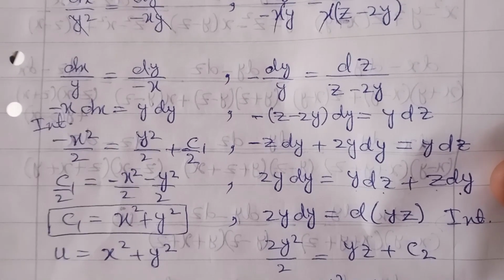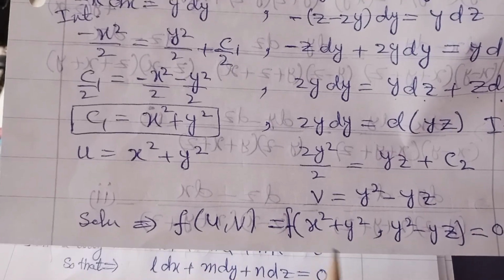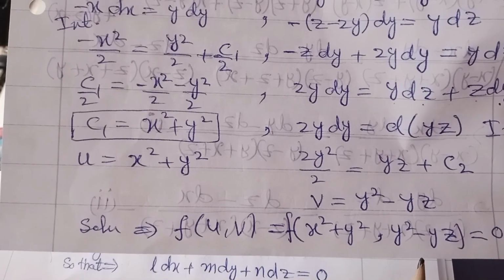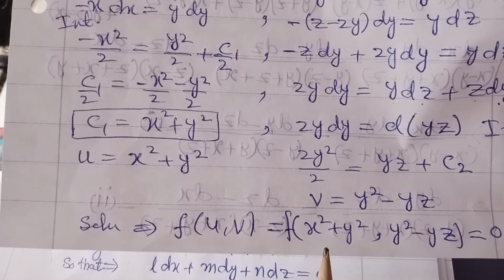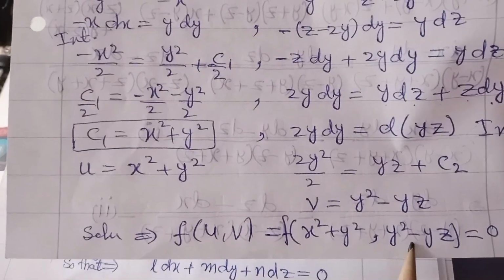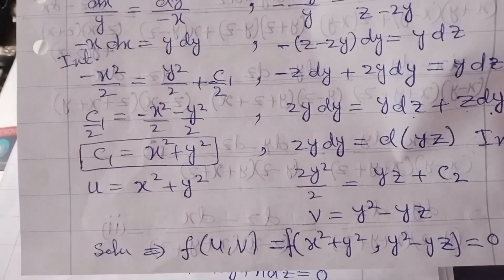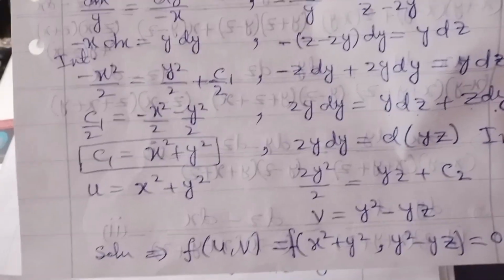So the solution would be f of u, v is equal to 0. So what is the value of u? u is x square plus y square, and the value of v is y square minus y into z, is equal to 0. So this is the required partial differential equation.